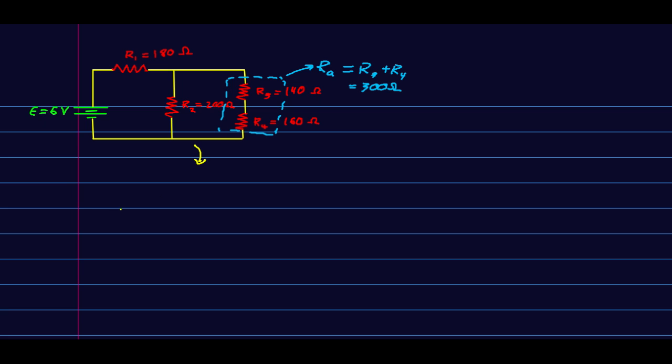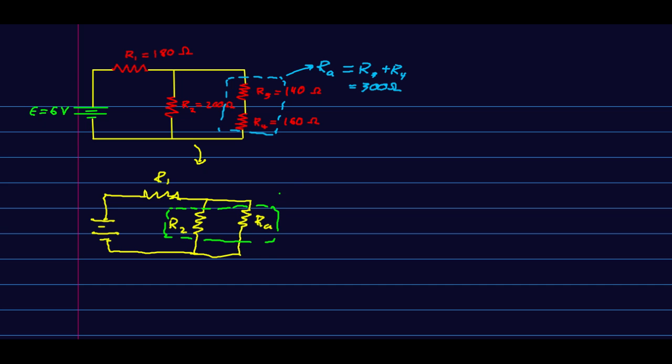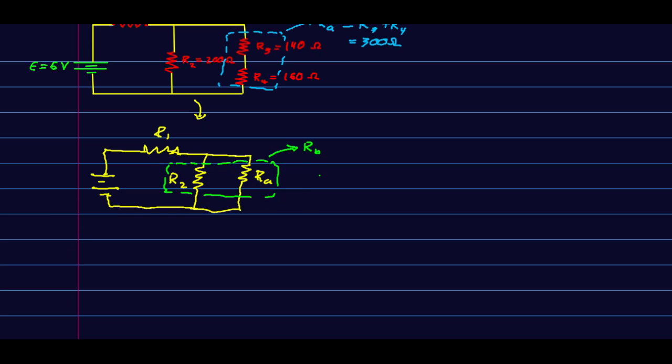So, having done that reduction, we have a new simpler circuit, like so. Now, RA and R2 are in parallel, and so again, we'll be able to reduce them to something I'll call RB. Here's where students tend to fall down, because students have a lot of trouble manipulating this relationship. So 1 over RB is 1 over R2 plus 1 over RA.